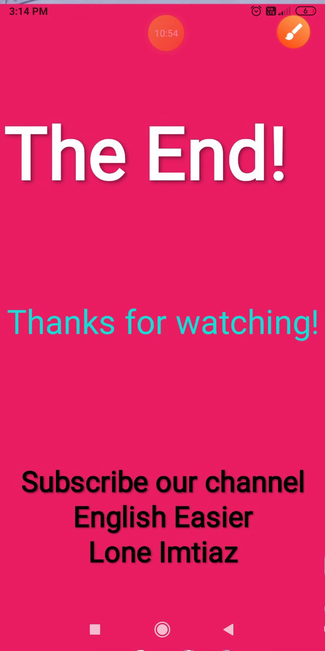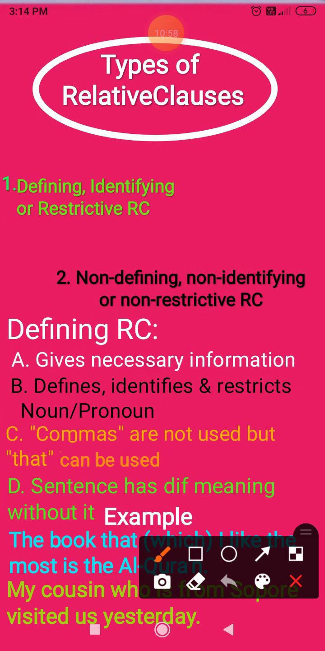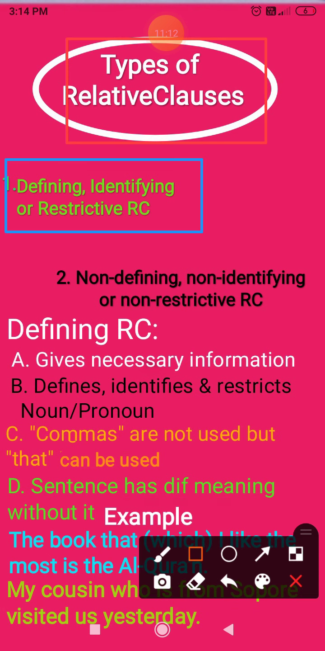So friends, let's revise briefly that we have two types of relative clauses. The first type is called defining relative clause or identifying relative clause or restrictive relative clause. Okay, and the second type is known as non-defining or non-restrictive relative clause.